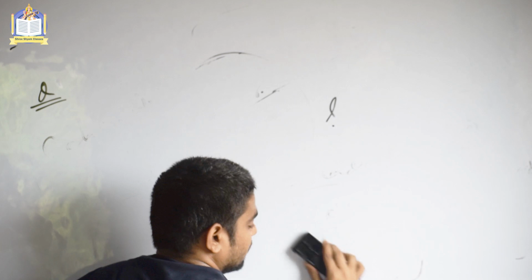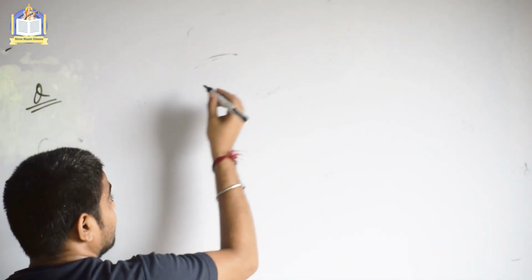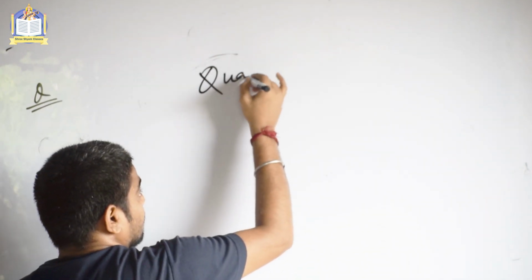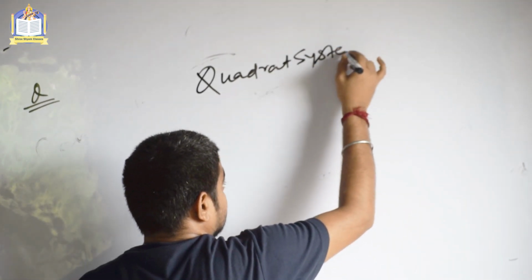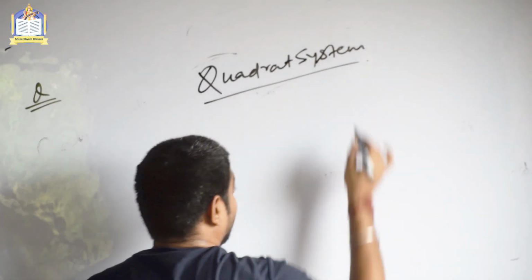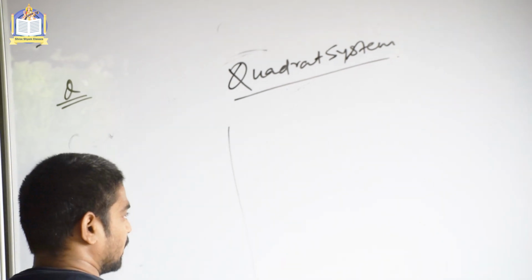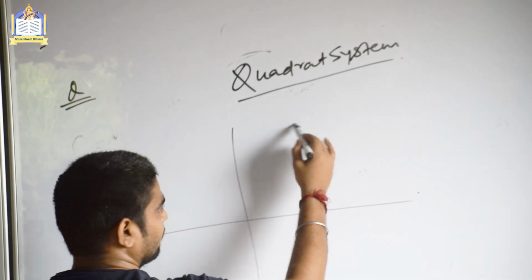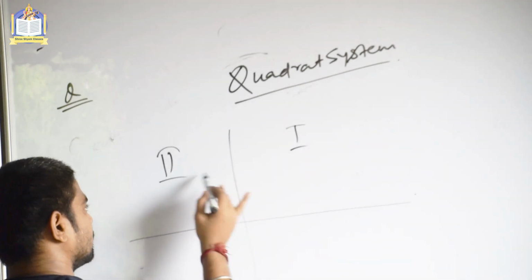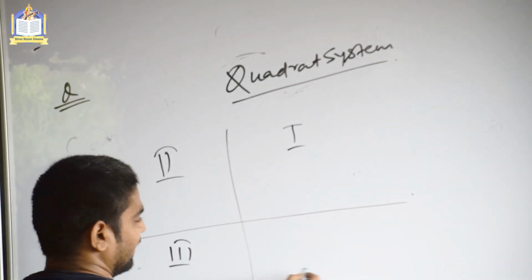Now we shall be going to the quadrant system. So let's now talk about the quadrant system. What is the quadrant system? These are two perpendicular axes. This is called the x-axis and this is called the y-axis. So this is called the first quadrant, second quadrant, third quadrant, and fourth quadrant.